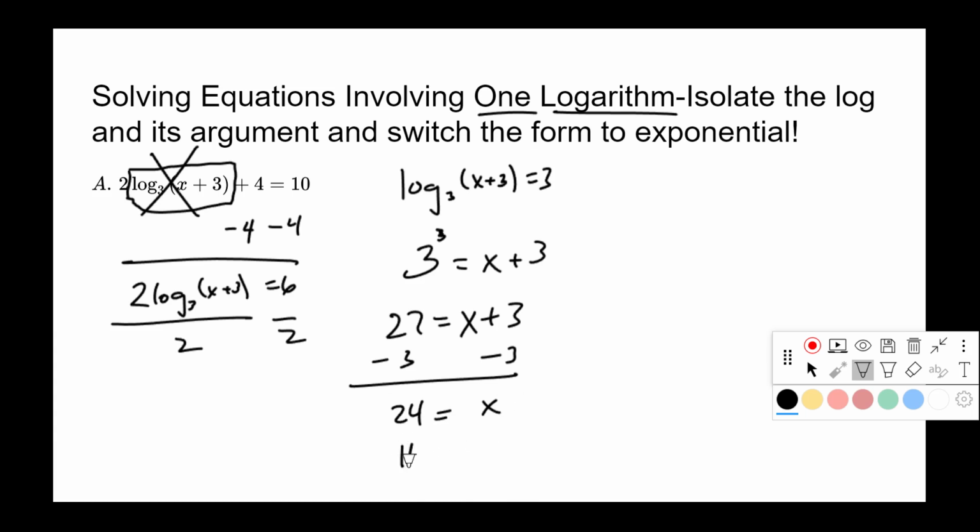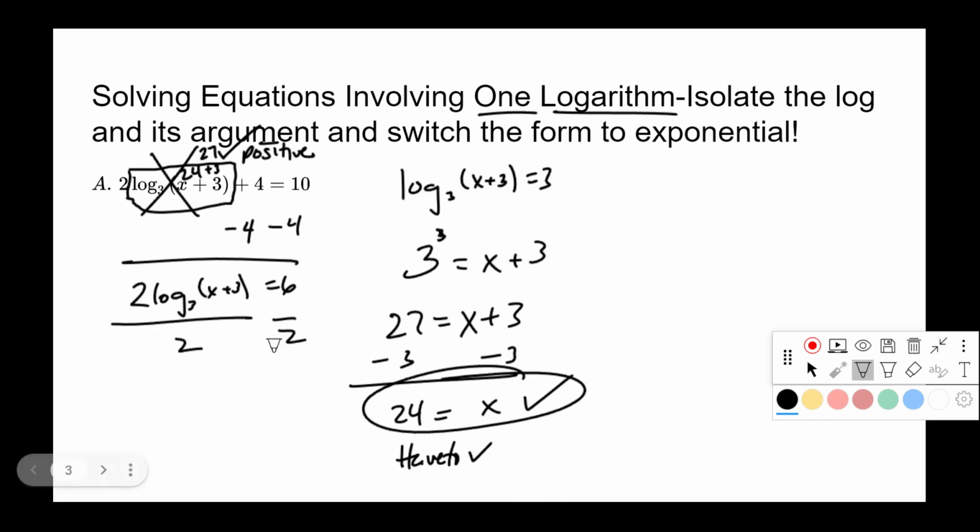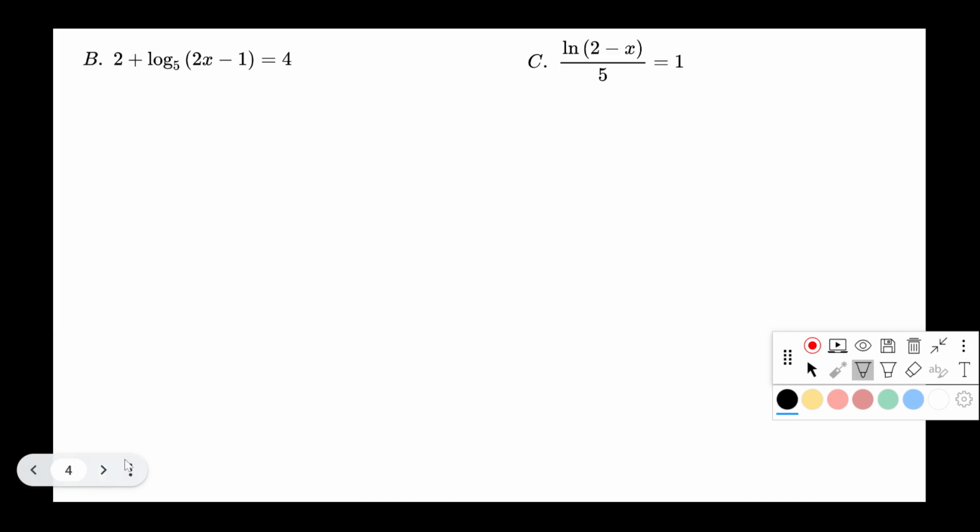I have to check. You have to check. So all I'm going to do to check is take 24 and put it up here. 24 plus 3, that's 27 in that argument. That's a positive number. So this answer checks, and 24 is the correct answer. I'm all done. That's what I mean by check. You don't have to check the entire thing. Just the argument of each of the logs, to make sure that the argument comes out to be a positive value.